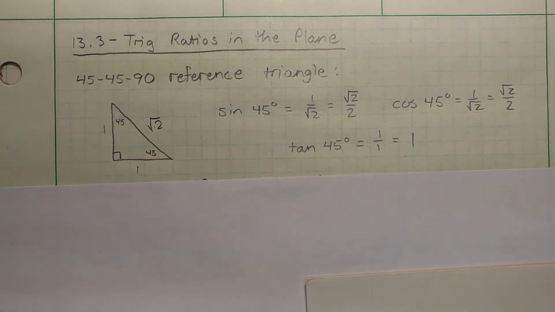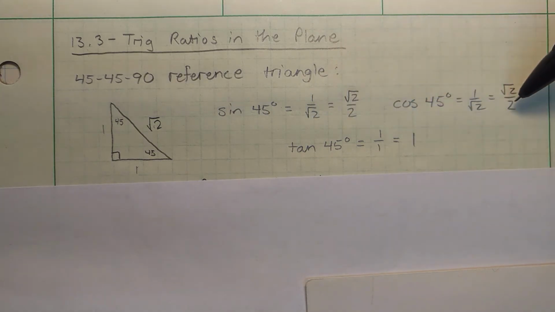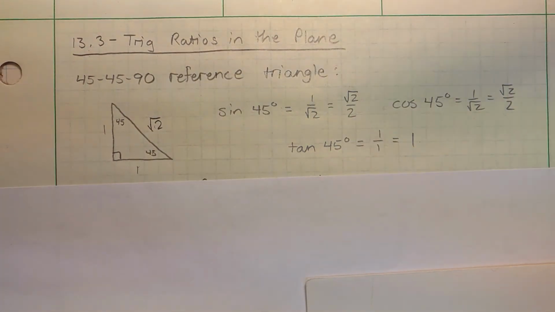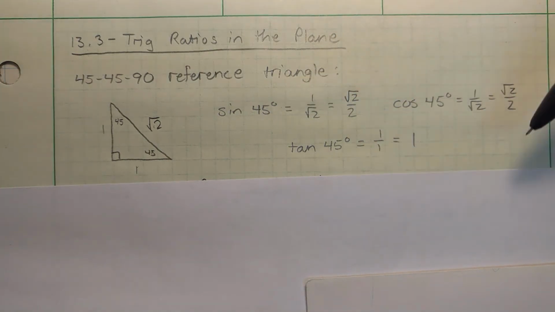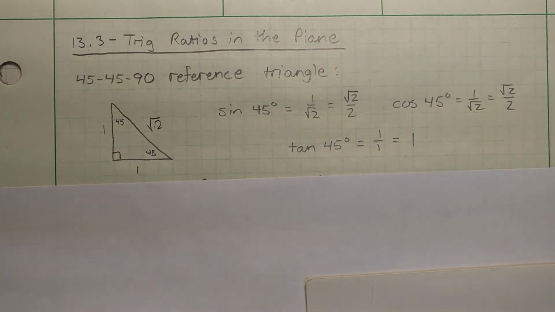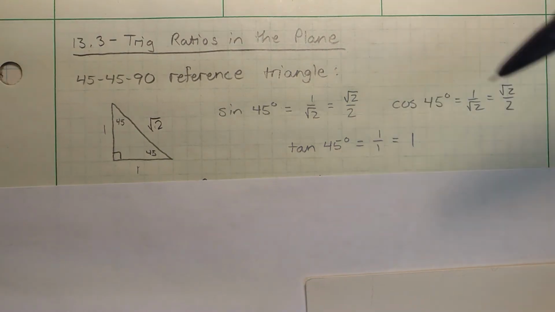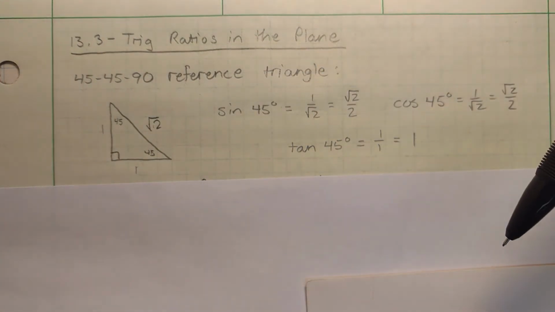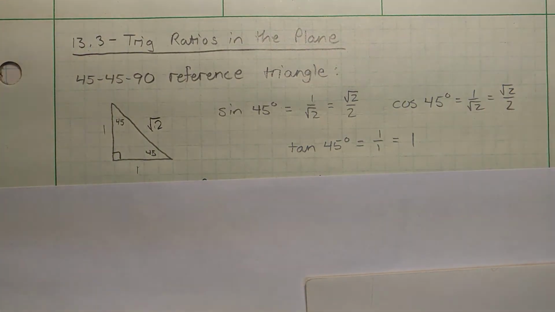So you don't have to memorize these things here if you know your reference triangle. If you know your reference triangle, then it's easy to figure these things out. If you want to memorize these things, you can, and then you really don't need the reference triangle. But otherwise, know the reference triangle, and then you can quickly get the sine, cosine, tangent.